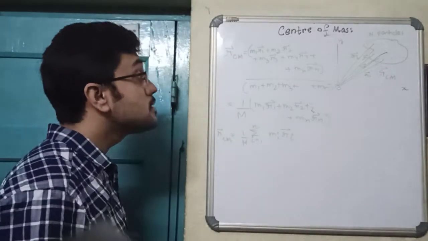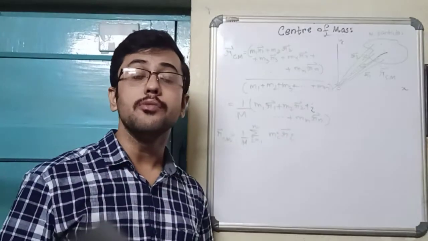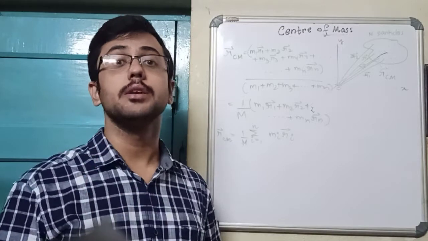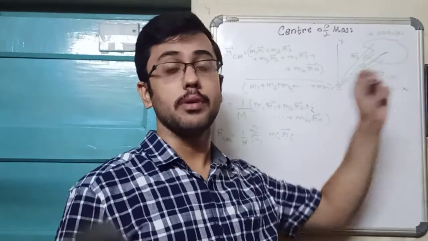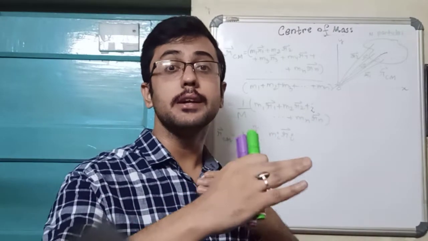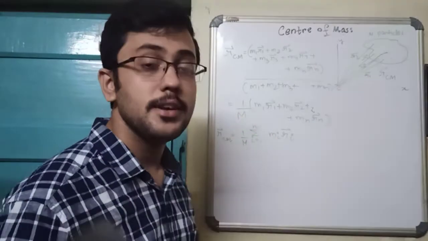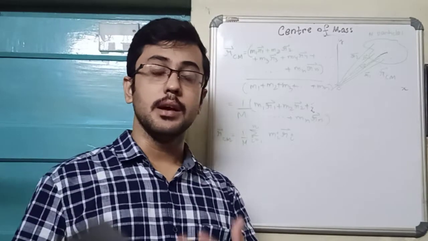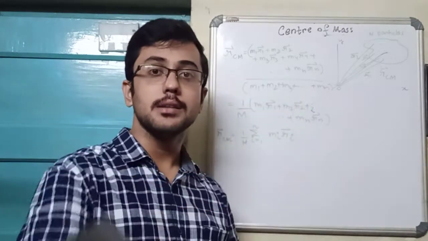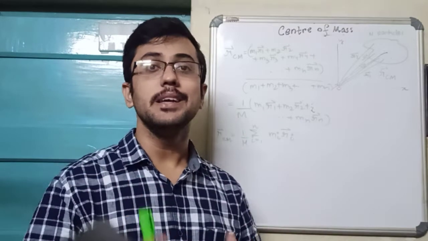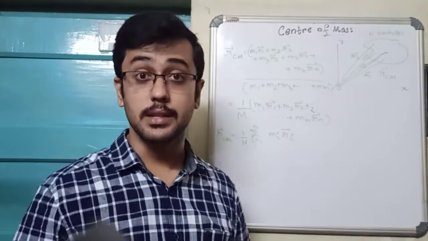Remember, this holds good only for a system of discrete particles. By discrete I mean the particles are individually separated. They are not in a continuous distribution. Let me give you an example. Take a glass of water. In a glass of water, can you say that the water is made up of discrete particles? It's as if one continuous fluid is present within the glass.